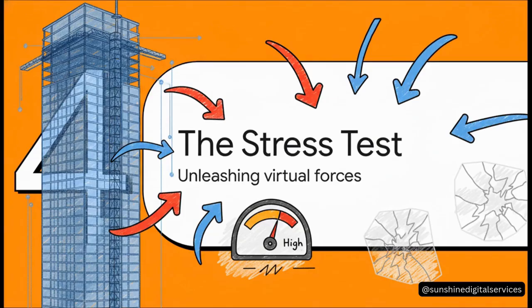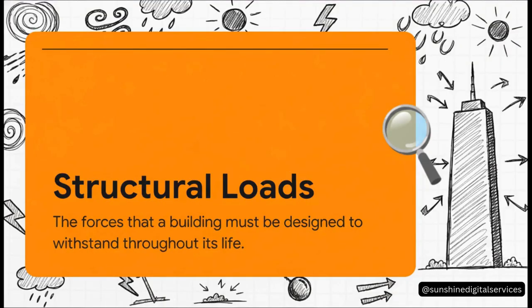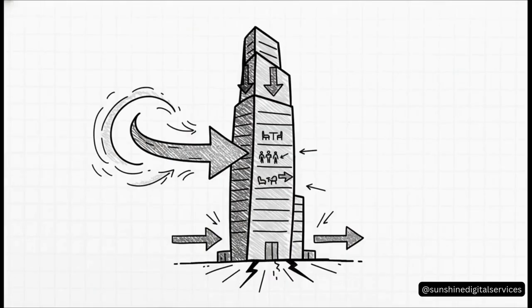So now comes the moment of truth, the whole reason we did this in the first place, the stress test. It's time to try and break this thing. So in the world of engineering, the forces that a building has to deal with are just called loads. And before we can run our test, we have to tell the software exactly what kind of punishment this building is expected to handle over its lifetime. These loads come in a few main flavors. First, you've got your dead loads. That's the relentless, never-changing weight of the building itself.